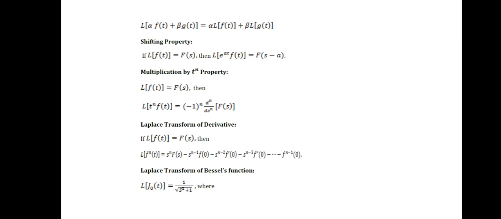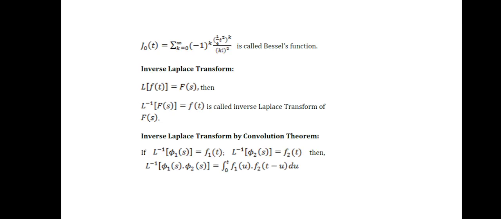L{J0(t)} = 1 / sqrt(s^2 + 1), where J0(t) = the sum from k = 0 to infinity of (-1)^k (t^2/4)^k / (k!)^2 is called Bessel's function.